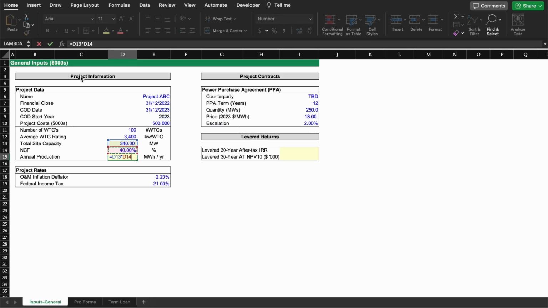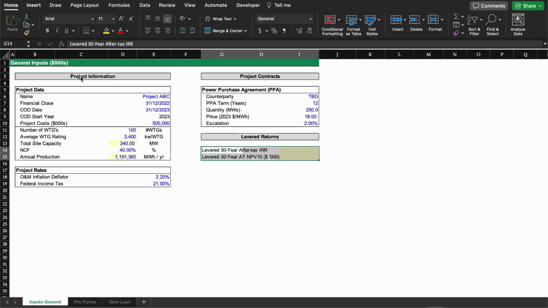You have to get the total capacity, multiply by capacity factor. Then in this case we're going to multiply by 8,706, and then we would have the total annual production, okay? So that's what we have in here, and I think that's all we can do for now. Of course, we're not able to calculate the leverage returns because we have not calculated the cash flow yet. So let's go to the pro forma now.